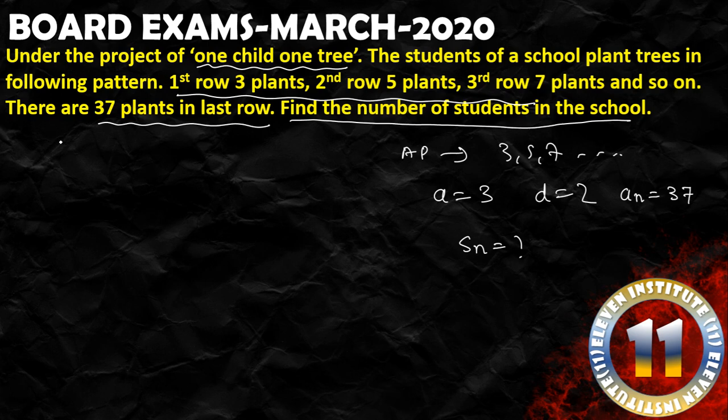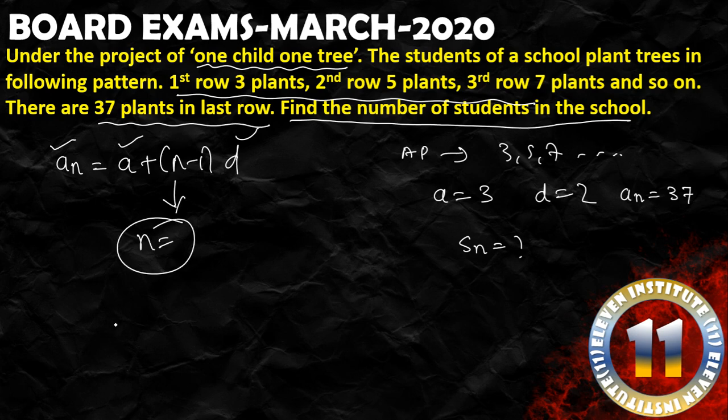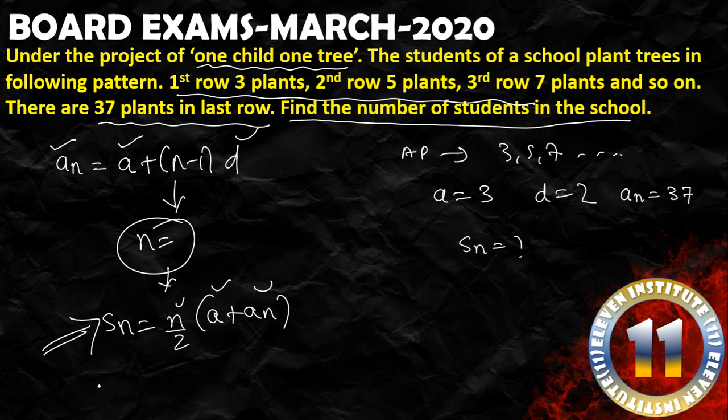So what we will do is we will first apply the formula of an. An is given to us, a is given to us, d is given to us, so we will obtain the value of n. Once we get the value of n, we will use this formula. Sn is equal to n by 2 into a plus an. Now here again a is given, an is given, and n we have found out, so we will definitely find the value of Sn. That will be the total number of students in school.